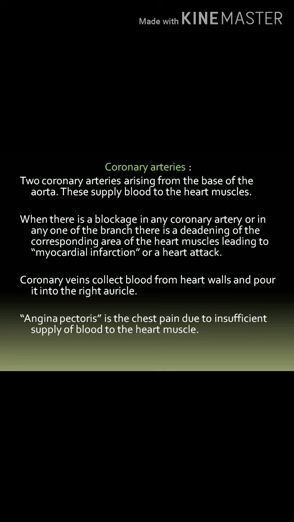The coronary veins collect blood from heart walls and pour it into the right auricle. Here coronary veins carry the blood from the heart walls, especially deoxygenated blood, and pour that blood into the right auricle. Here sometimes chest pain will occur, that chest pain is called angina pectoris. This chest pain is due to the insufficient supply of blood to the heart muscles. At that time chest pain takes place, so we call that angina pectoris.